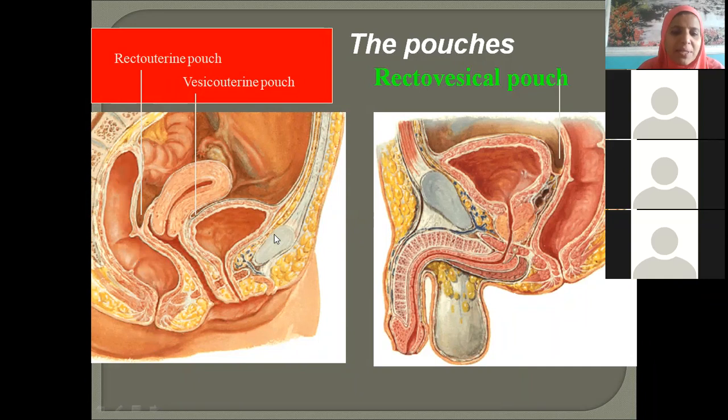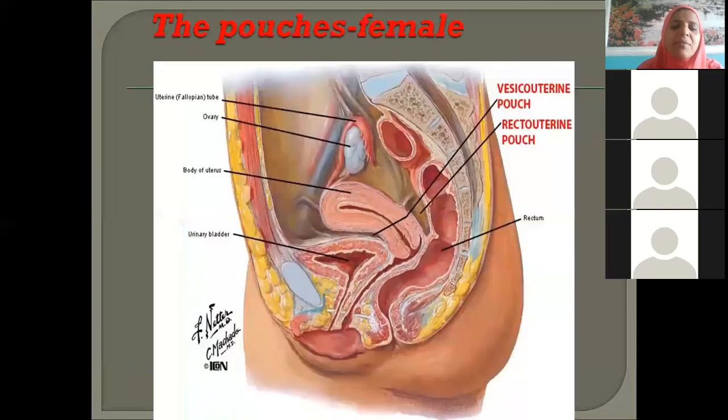Can you please repeat once? What is the name of this bone? Pubic symphysis. Then, urinary bladder, then uterus, then rectum. This is anal canal. Okay. So in the previous slide we have seen it in reverse direction, beta. Maybe that's why you were confused.